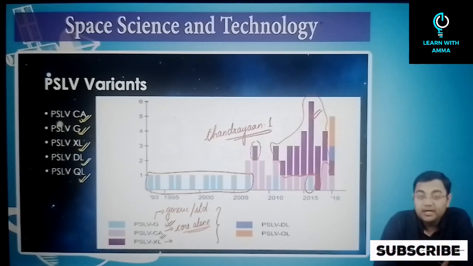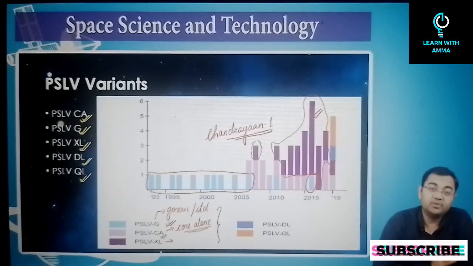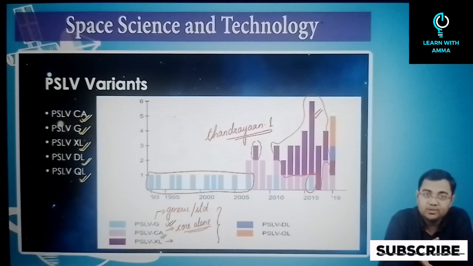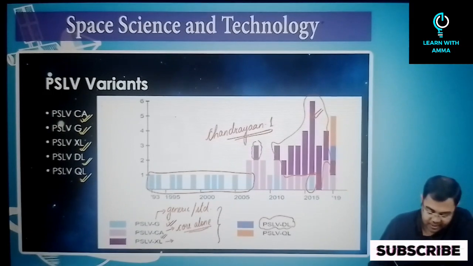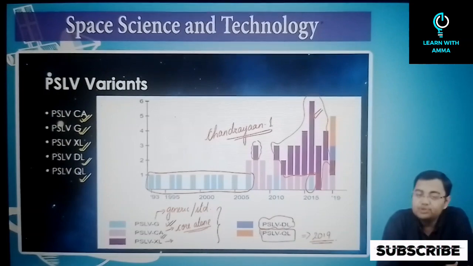Now you will see that there are two new variants that have been introduced since 2019. The launches that have happened in 2019 and in 2020, we have seen that they have happened with the help of PSLV DL and PSLV QL. These are the two new variants that have been introduced. For example, the last launch that happened in 2020 was done using PSLV DL. Similarly, you will see that two launches in 2019 also happened with the help of PSLV QL. So these are two new variants that have been introduced by ISRO.